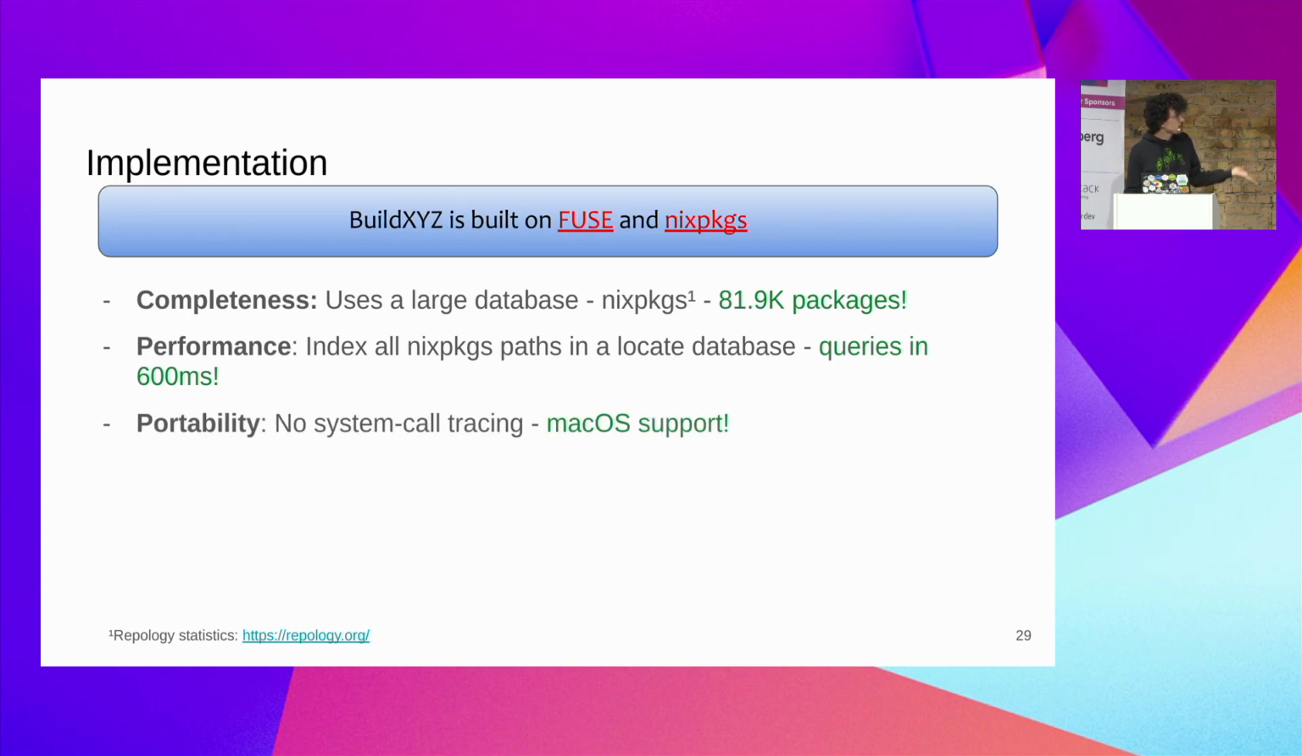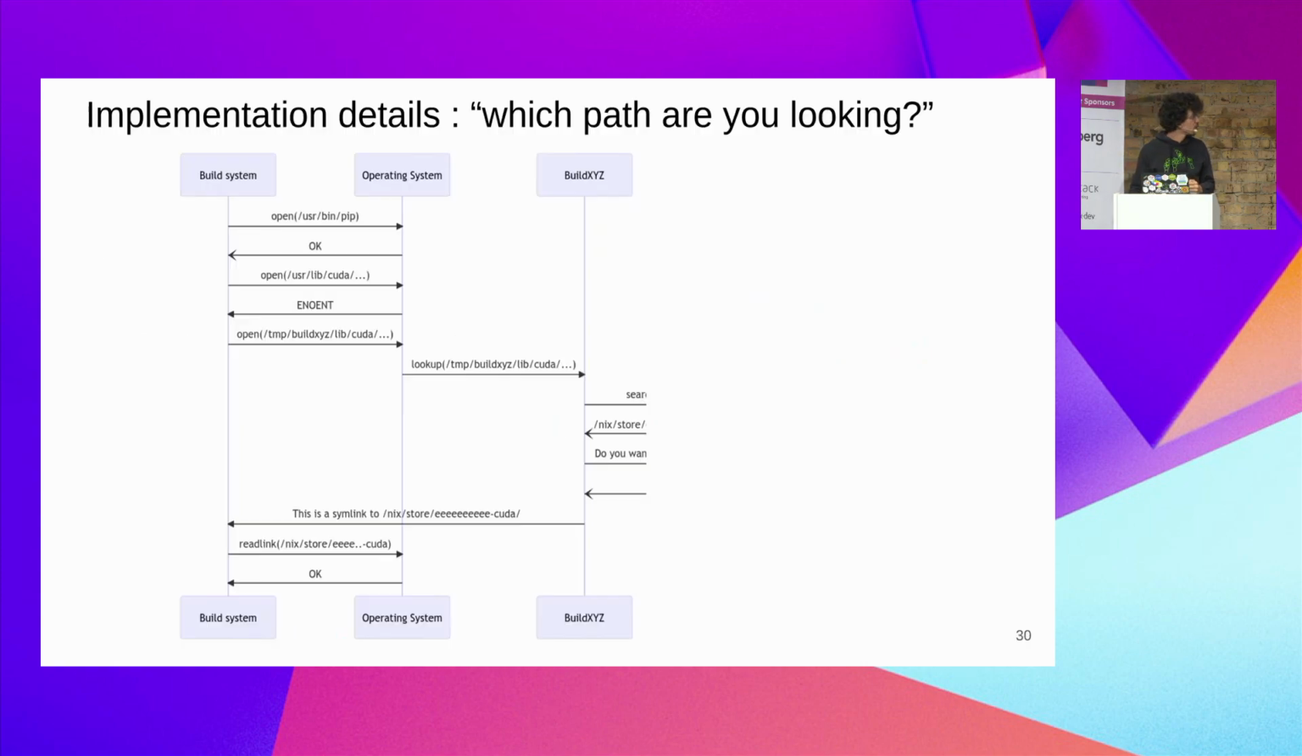And then portability-wise, macOS has FUSE support, so it just works, and we don't have to deal with any system call tracing. Bonus, you can use strace with BuildXYZ, which is not possible if BuildXYZ was itself using system call tracing, because you cannot ptrace twice something, which was very useful for debugging.